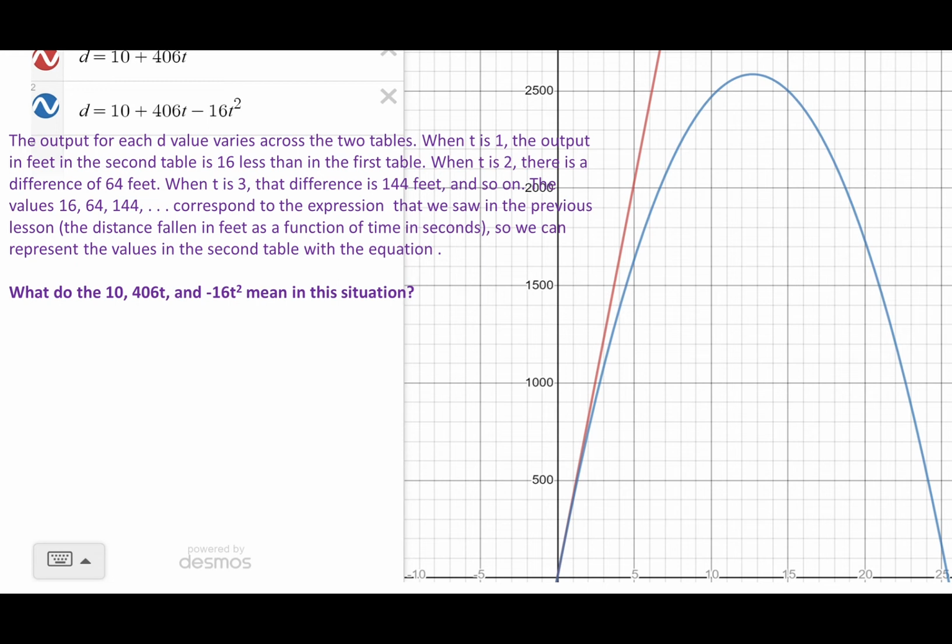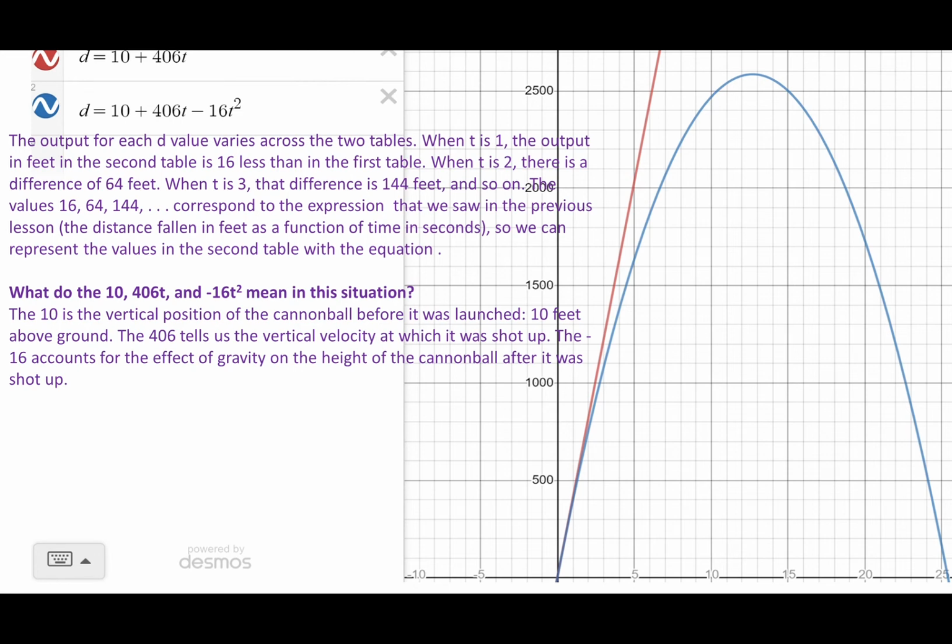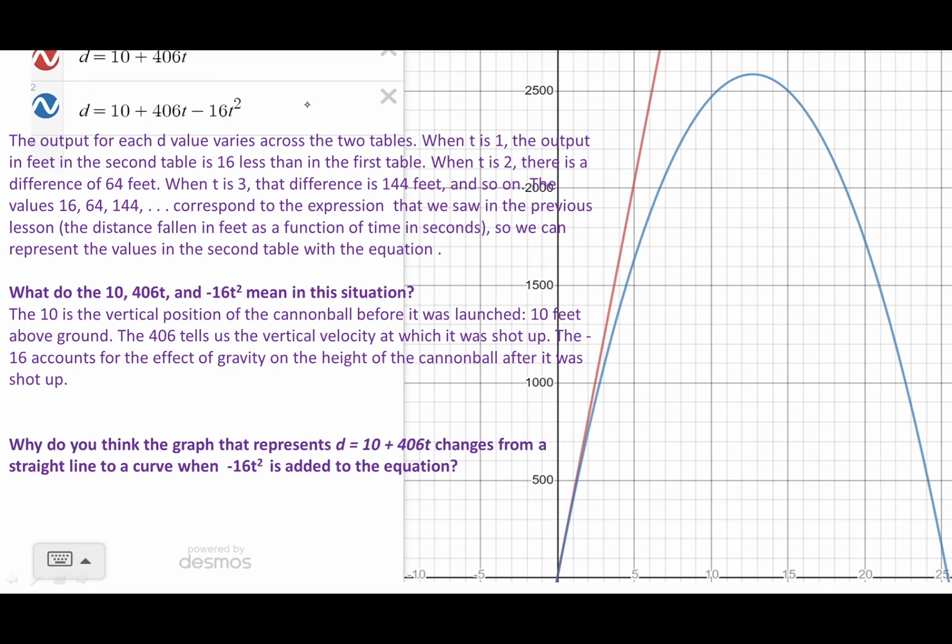So what do the 10, 406t, and negative 16t squared mean in this situation? The 10 is the vertical position of the cannonball before it was launched, 10 feet above the ground. The 406 tells us the vertical velocity at which it was shot up into the air. The negative 16 accounts for the gravity, the effective gravity on the height of the cannonball after it was shot up into the air. So those are the 3 terms that we have in our equation for this quadratic.